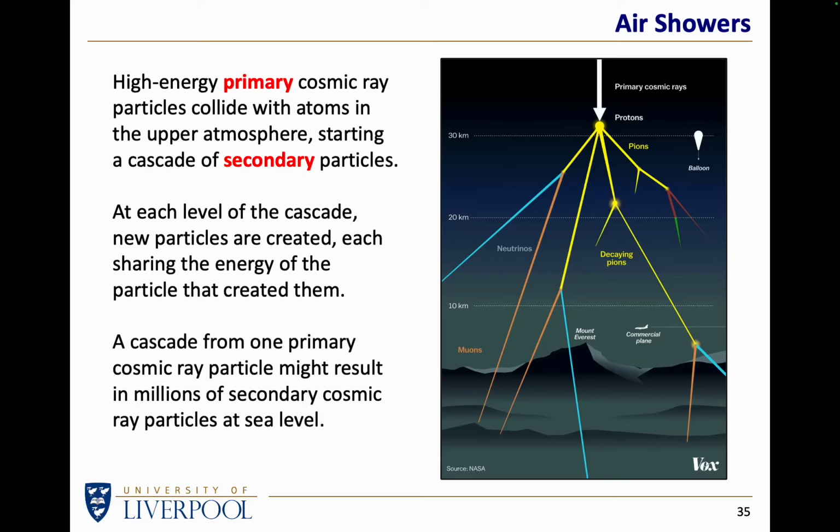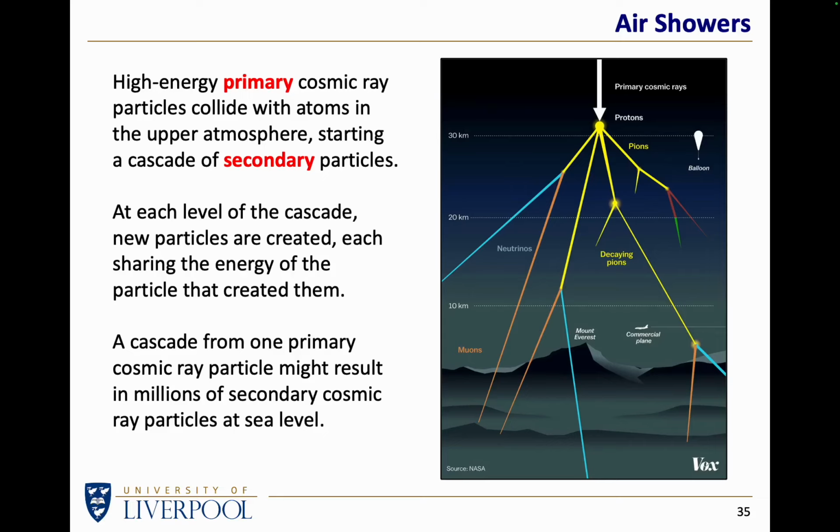One incoming particle won't produce half a dozen secondary particles, it will produce thousands or possibly millions of secondary particles arriving down at ground level. What are these secondary particles? Well, it might be a few of the particles that we're already familiar with, the constituents of atoms.